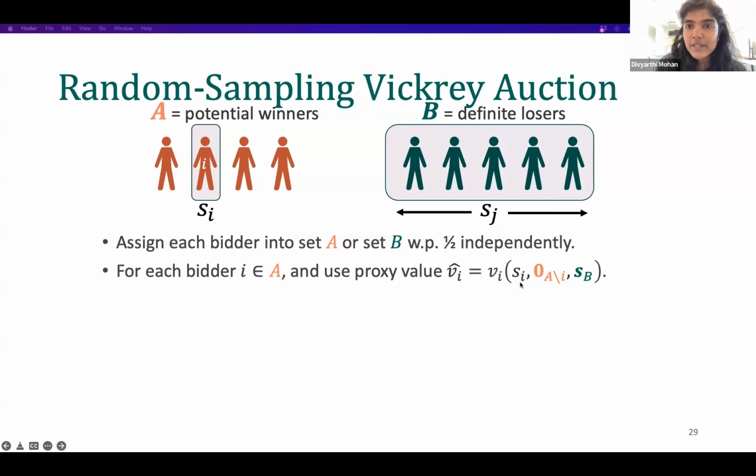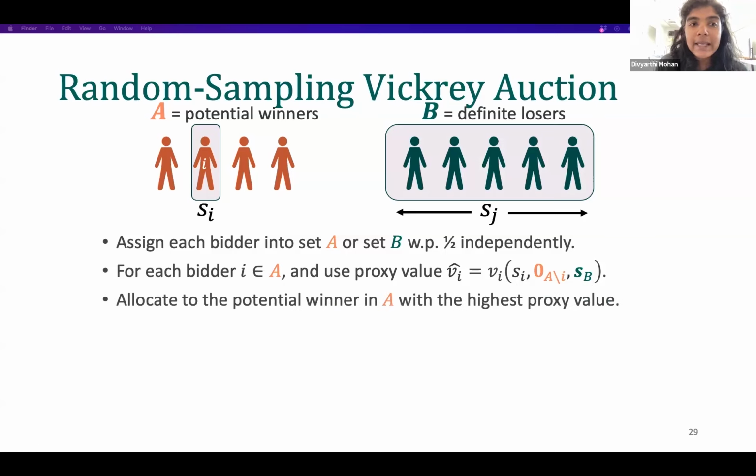And my auction is now very simple. I'm just going to allocate to the agent in I who has the highest proxy value. Okay. And now let's see whether I can implement this auction truthfully.